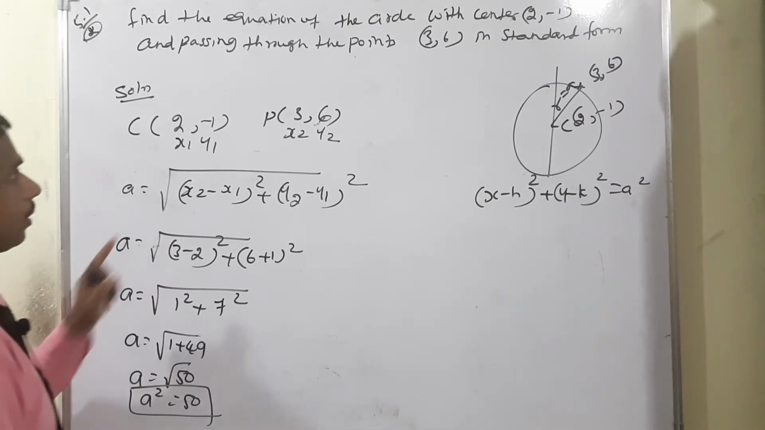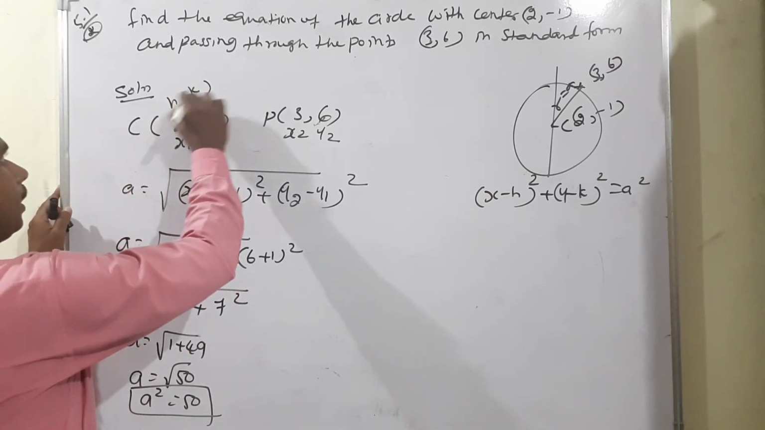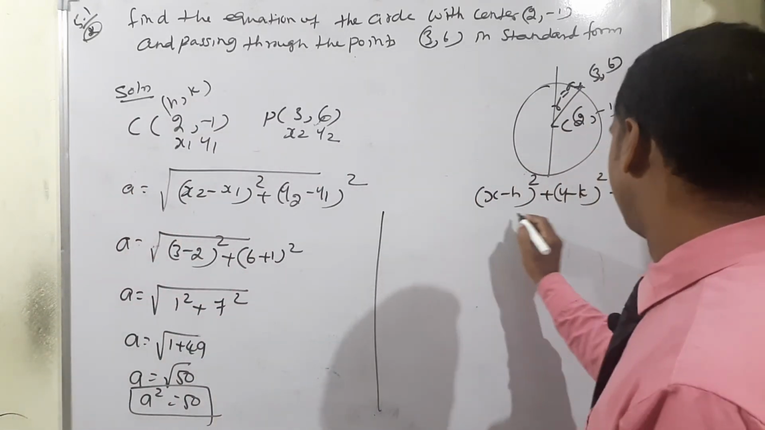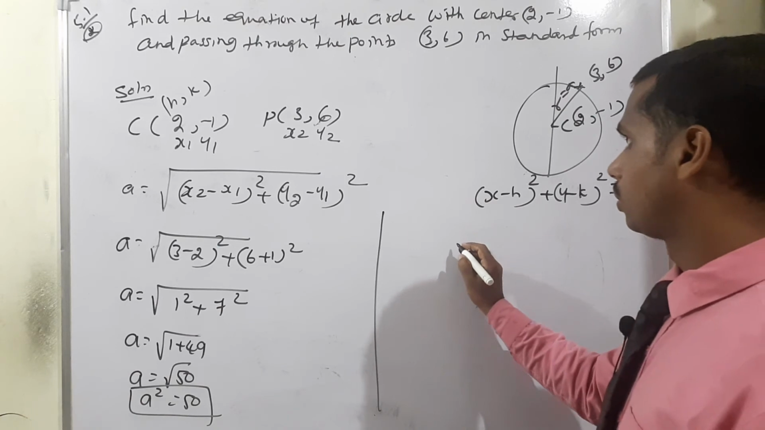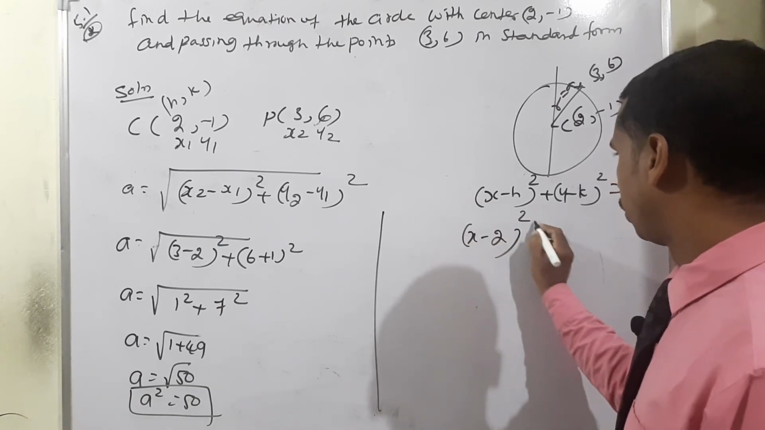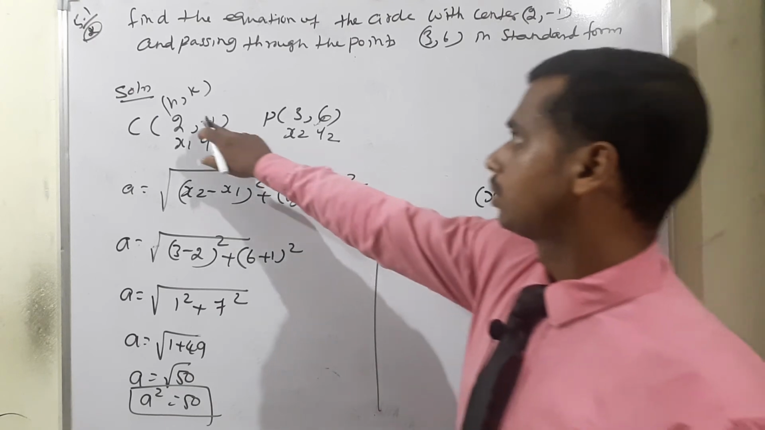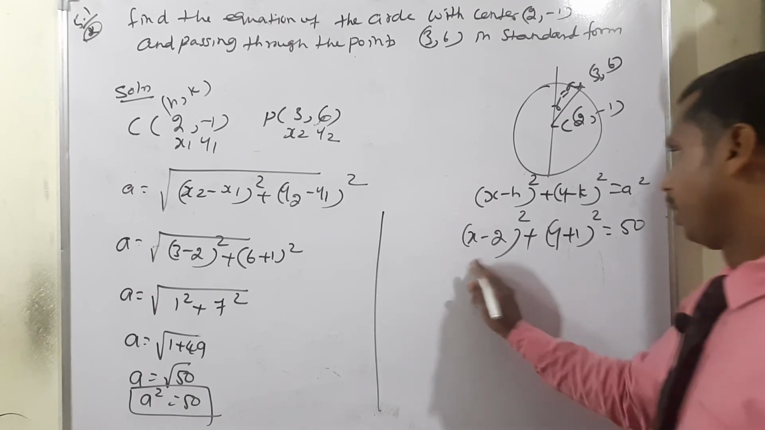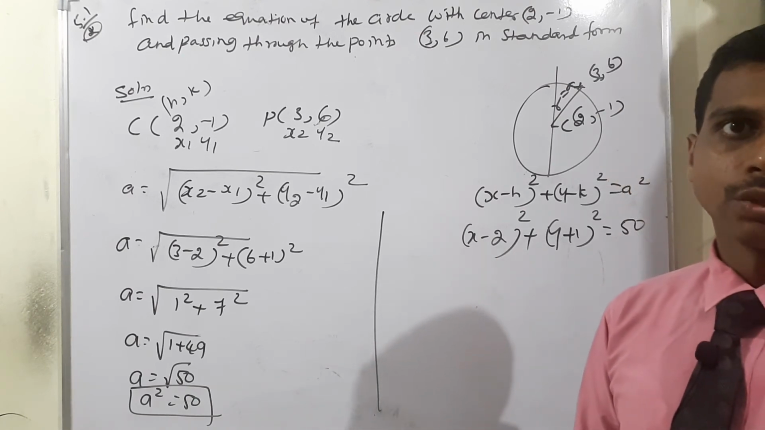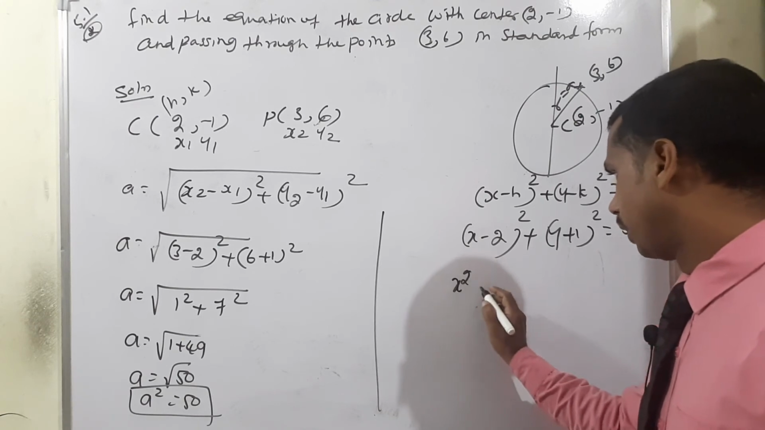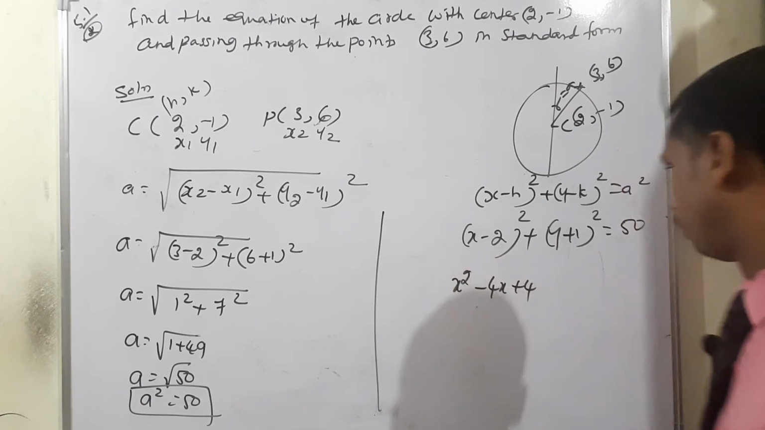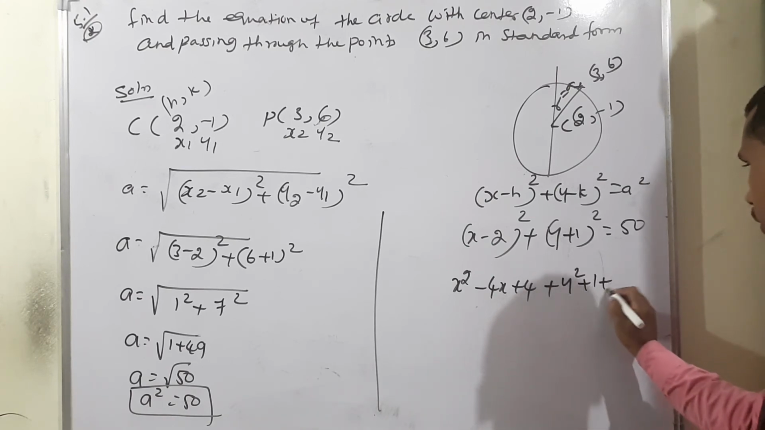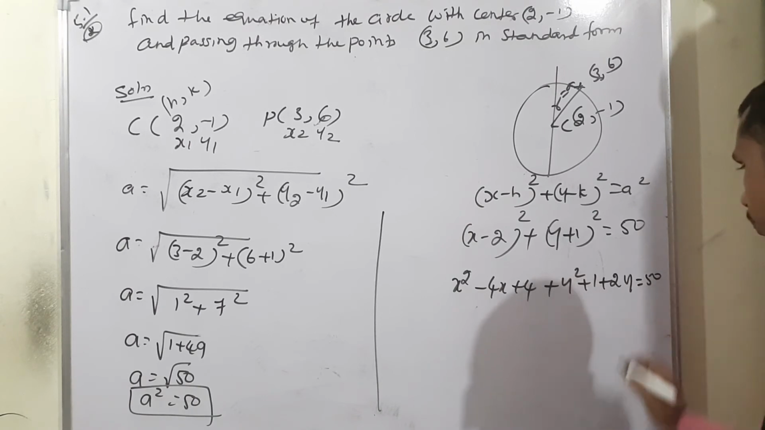So now we can apply it. The center we already know, consider it as h comma k, and a we just found, a square is equal to 50. So the general term is x minus h, so (x minus 2) the whole square plus y, already here also minus, common minus, so (y plus 1) the whole square is equal to a square, which means 50. Again using the (a minus b) the whole square form, a square minus 2ab plus b square, we can write x square minus 4x plus 4. Then next condition y square plus 1 plus 2y is equal to 50.